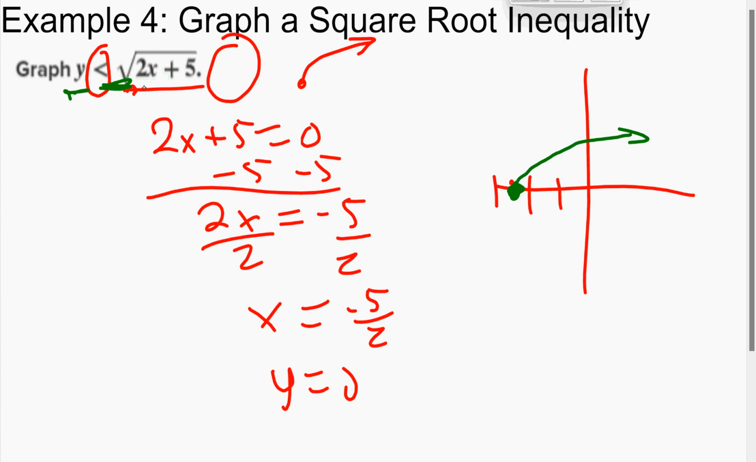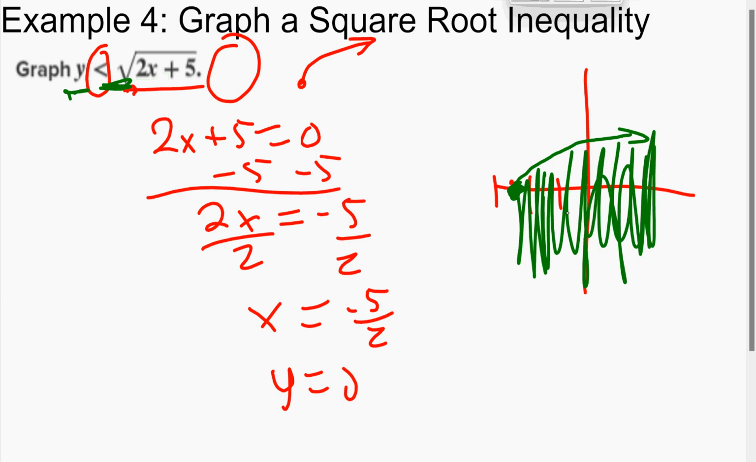It says y is less than our graph. So I'm looking for all answers lower than our graph, right? So that means our graph is just going to be shaded in. And then because this says just less than, right, it doesn't have the or equal to, that means this graph right here of our function is going to be dashed or dotted, however you want to say it. So it's going to be something like that.